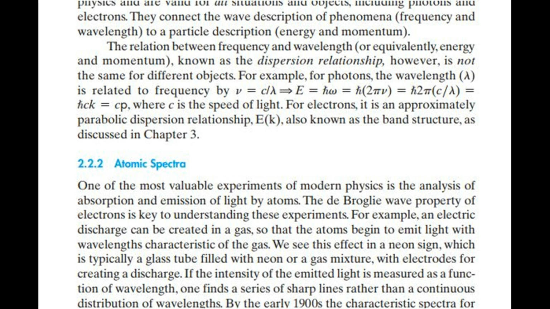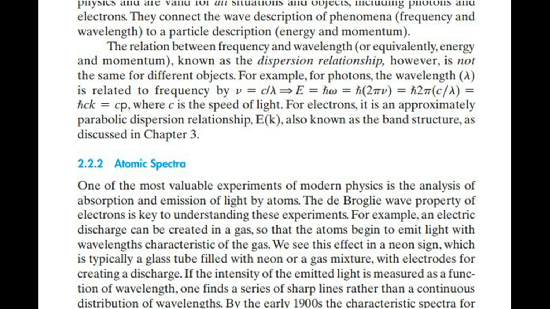Atomic spectra. One of the most valuable experiments of modern physics is the analysis of absorption and emission of light by atoms. The de Broglie wave property of electrons is key to understanding these experiments. For example, an electric discharge can be created in a gas, so that the atoms begin to emit light with wavelengths characteristic of the gas. We see this effect in a neon sign, which is typically a glass tube filled with neon or a gas mixture, with electrodes for creating a discharge.